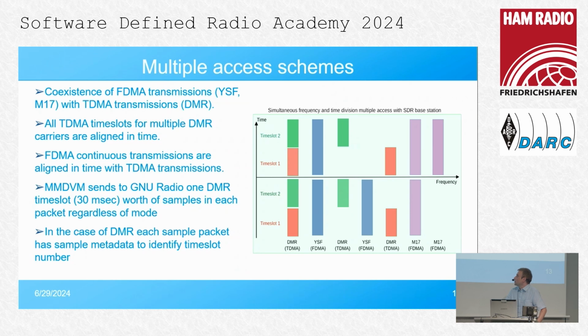Here you can see a schematic which is showing that multiple access schemes like TDMA and FDMA can coexist. And the time slots are aligned in time, including frequency division multiplex access transmissions, which are also aligned in time with the TDMA transmissions.